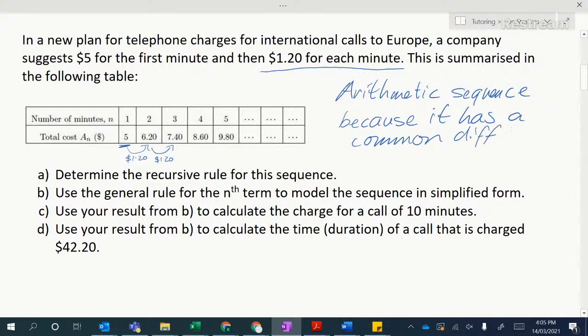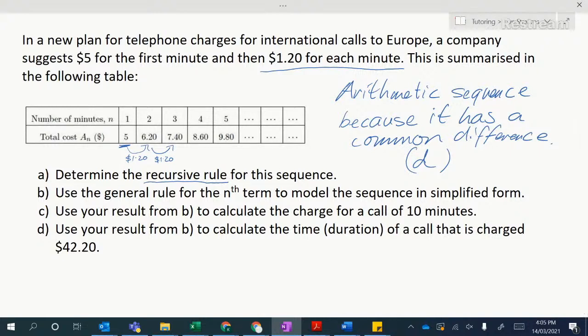So we call that a common difference, which is symbolized by the letter D. It has a common difference, therefore it must be an arithmetic sequence. Now, do we know what this next term, recursive rule, means? Have we seen that?